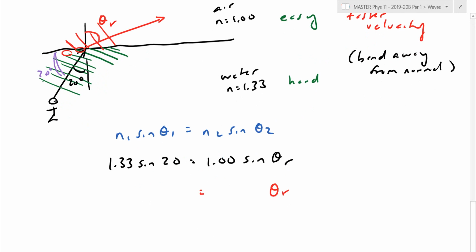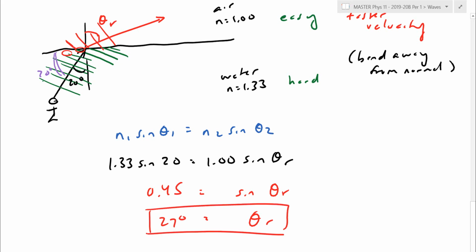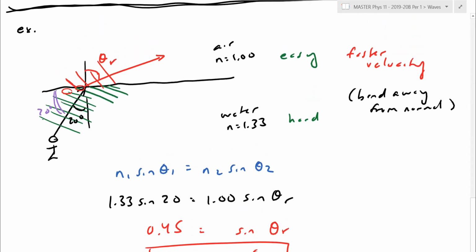So 1.33 sine of 20 is going to be 0.45. That's sine of my angle, so I need to inverse sine that. Inverse sine of the whole decimal here gives me 27 degrees. I was 20 degrees in, and I'm now 27 degrees out. No problem. Again, there is this sort of bending. Our brains trick us a little bit. It always forgets about this refraction. It thinks whatever objects we see over here, maybe your friend is standing over here, your friend is actually standing a little bit closer.